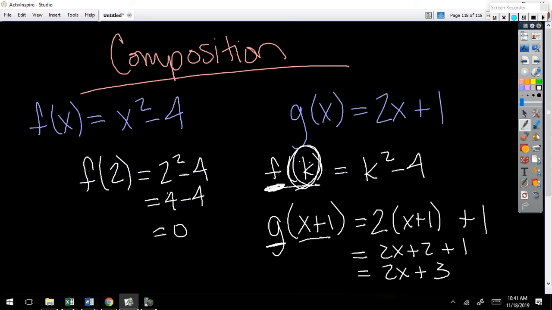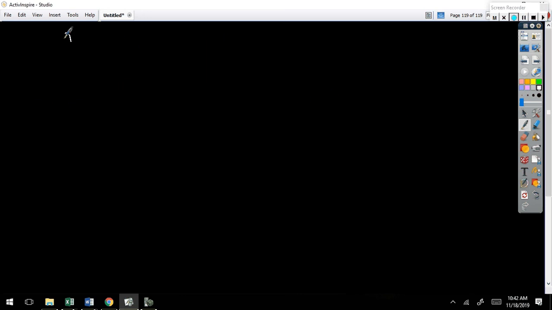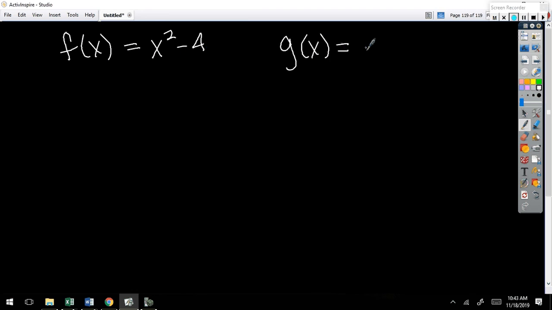I'll hold up just a minute and let you catch up. Take these same two. I'm going to keep referencing these two because it'll be easier than coming up with new ones each time. We're doing composition. What composition is, what if I wrote it as this? Instead of f of something, I've got f of g of x. The key to composition is to work inside out, okay?